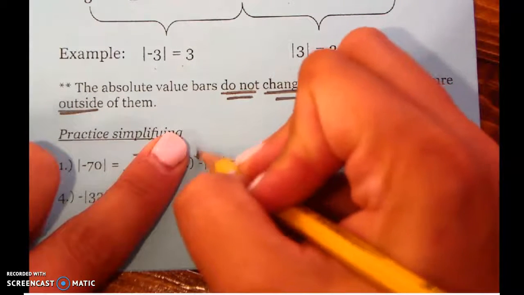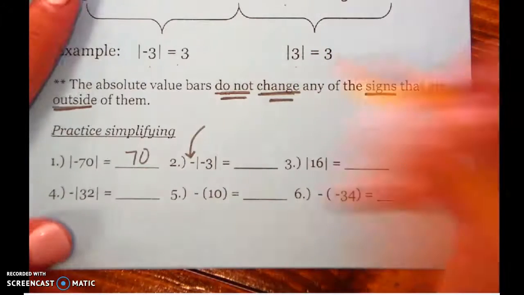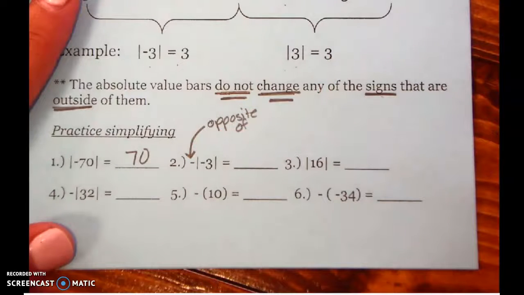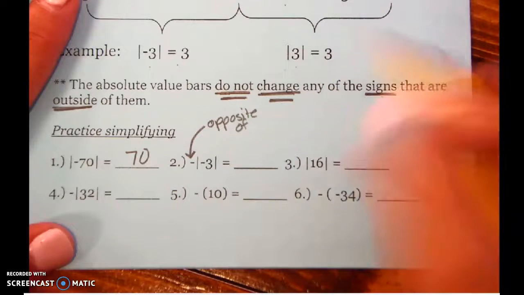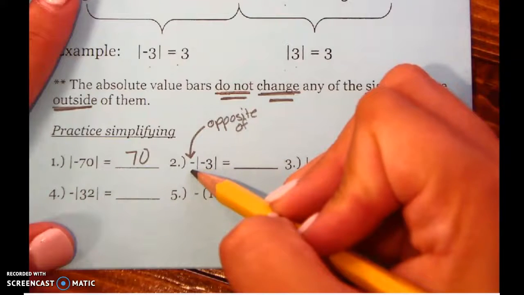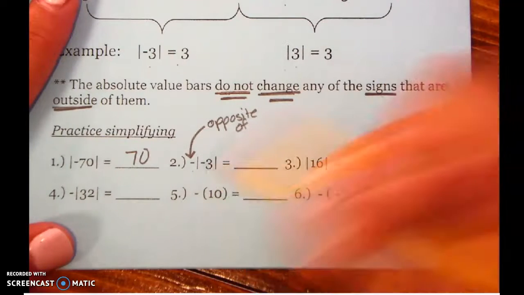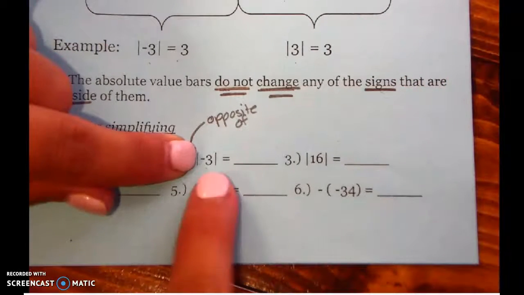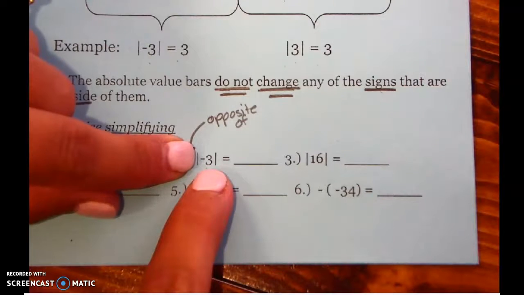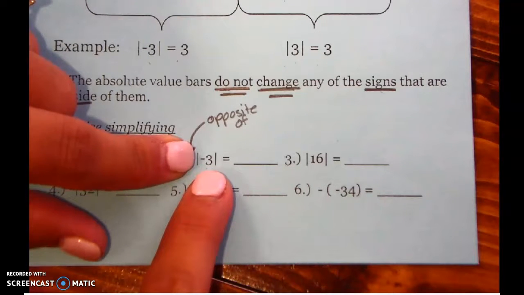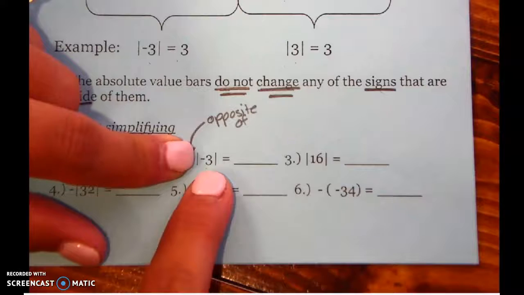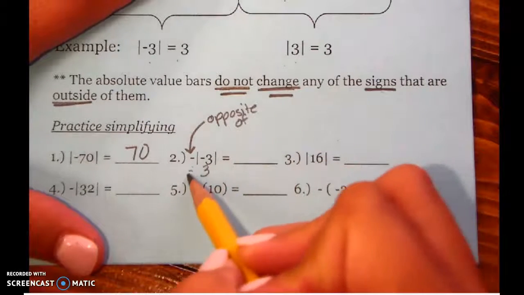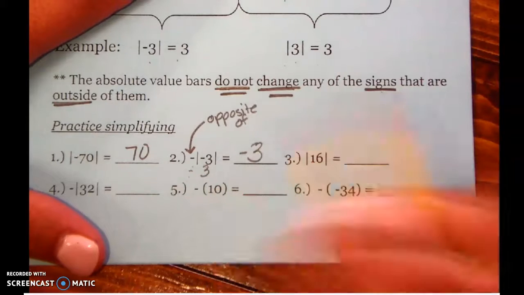Number 2 looks a little bit different. This symbol on the outside, our negative symbol, actually means the opposite of. Okay? So this reads as the opposite of the absolute value of -3. Well, it's easy to do this, but first we're going to cover up that opposite of, and we're going to look inside. We're just going to break it down. What is the absolute value of -3? Well, the absolute value of -3 means how many places is -3 away from 0. Well, that's 3. And then I have the opposite of. The opposite of 3 is going to be -3.